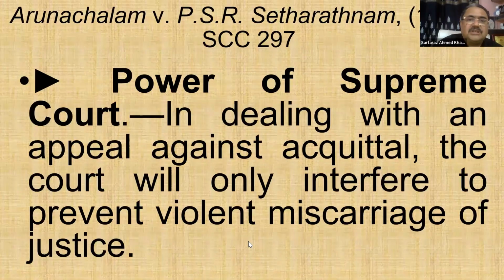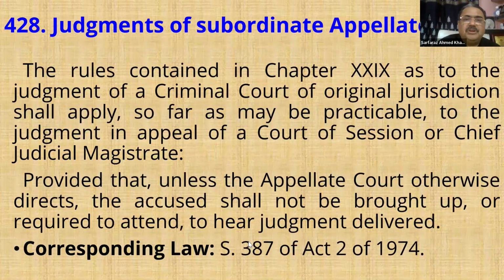There's another case called Arunachalam versus PSR Sitar Ratnam. The Supreme Court, in dealing with an appeal against acquittal, will only interfere to prevent miscarriage of justice. Section 22: Judgment of subordinate appellate court. The rules contained in Chapter 29 as to the judgment of a criminal court of original jurisdiction shall apply, so far as may be practicable, to the judgment in appeal of a court of session or CGM, provided that unless the appellate court otherwise directs, the accused shall not be brought up or required to attend to hear the judgment delivered.